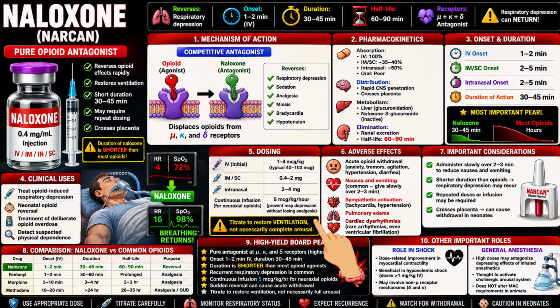Dosing. Initial dosing for reversing respiratory depression, 1 to 4 micrograms per kilogram, typically translating to 40 to 100 micrograms in an adult.